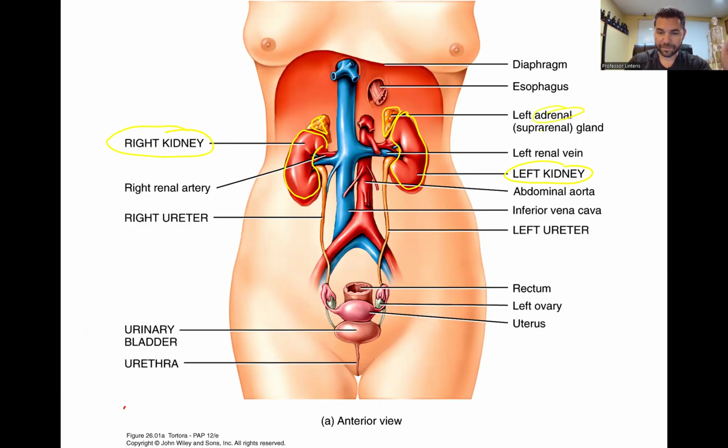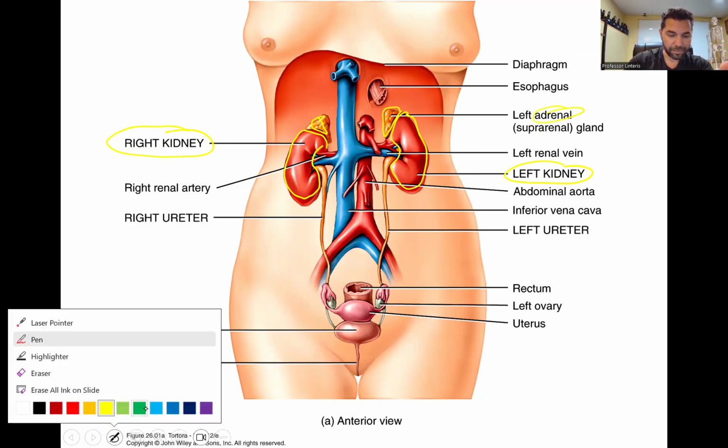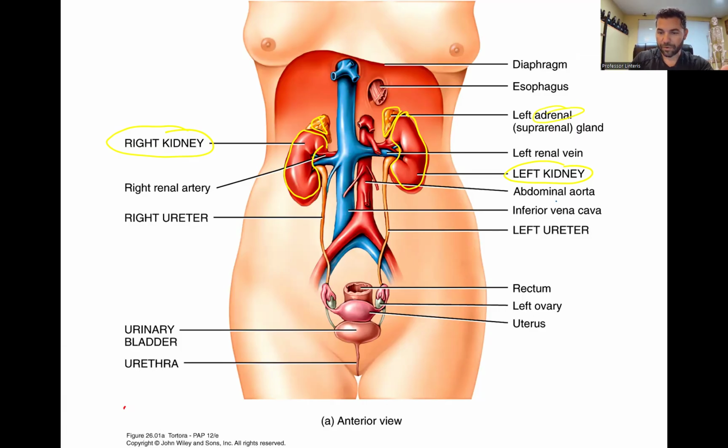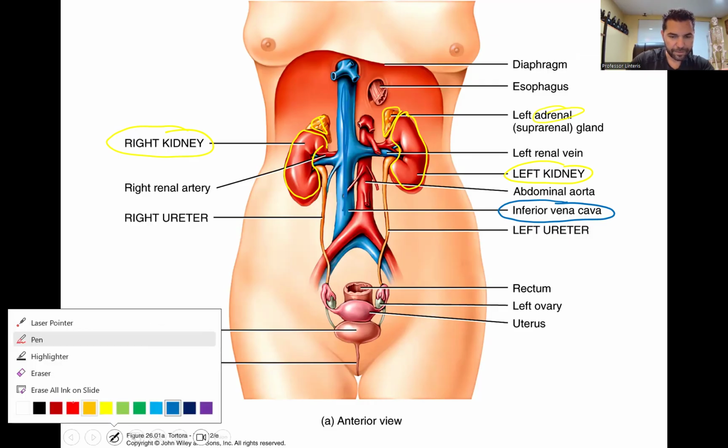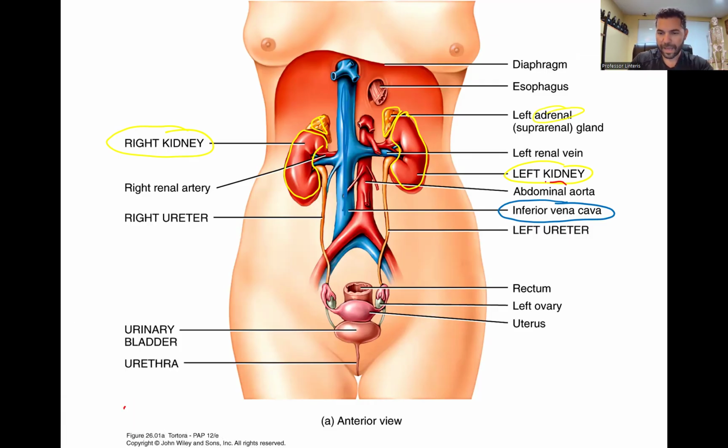And we have these blood vessels. The two major blood vessels are your inferior vena cava, which is this blue guy here, a big vein that drains all deoxygenated blood from the lower body upwards into the heart. And your aorta. Specifically in this region, this is called the abdominal aorta because it's in the abdomen.